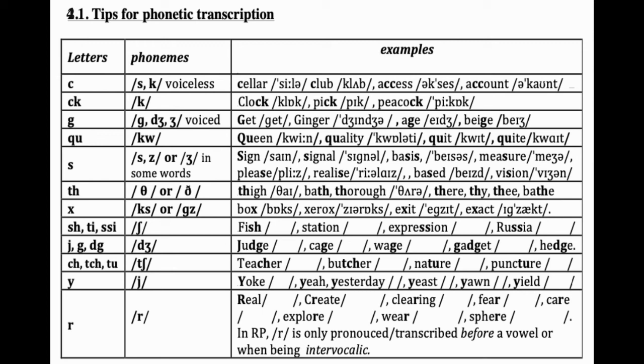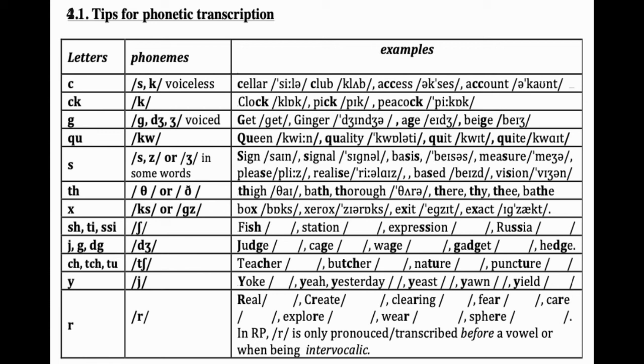The letter S could be pronounced as S, Z, or J in some words, like in sign, signal, basis, measure, please, realize, based, vision. TH could be pronounced as voiceless th or voiced th, like in thigh, bath, thorough, there, thy, thee, bathe.